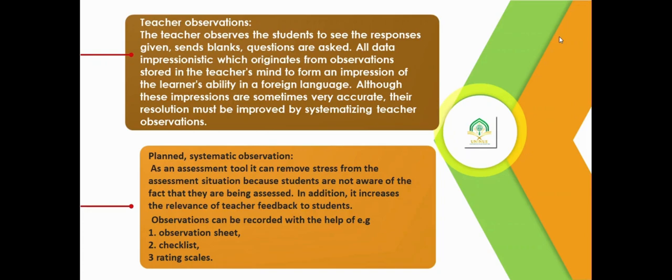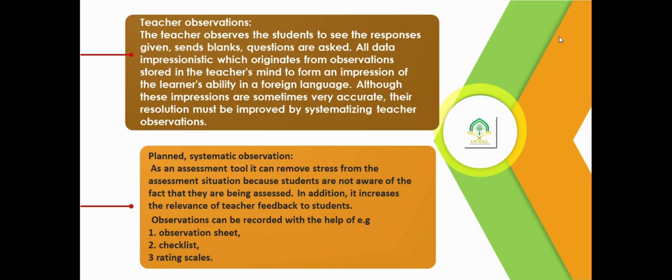Okay, next slide, I will explain teacher observation. Teacher observation is used to see the responses given, what blanks are filled in, and what questions are asked. All the impressionistic data organized from observation is stored in the teacher's mind to form an impression of the learner's ability in the foreign language. Although these impressions are sometimes very accurate, their resolution must be improved by systematic teacher observation.